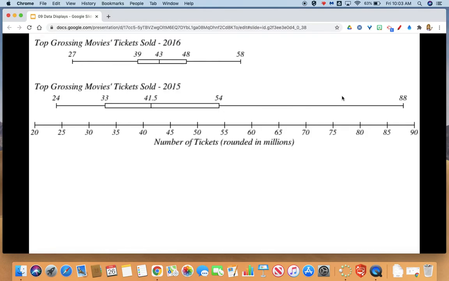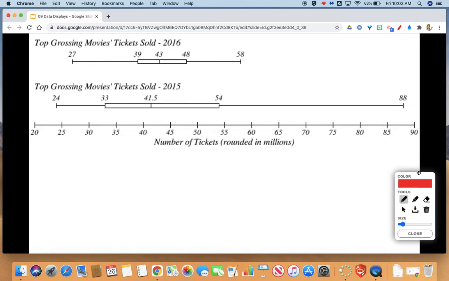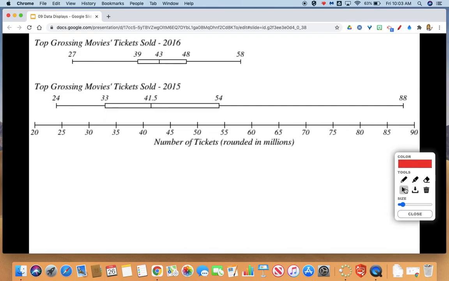If you want to take any notes, go ahead and open up your notebook, find an area where you can jot some of these ideas down. We're going to start just getting ourselves familiar with the two sets of data by answering some questions. So keep in mind you have two box plots and they are labeled as far as what they're about. Our top box plot is about the top grossing movies and their tickets sold, but that's 2016. The bottom box plot, same type of data, just from 2015. So let's answer a few questions now.